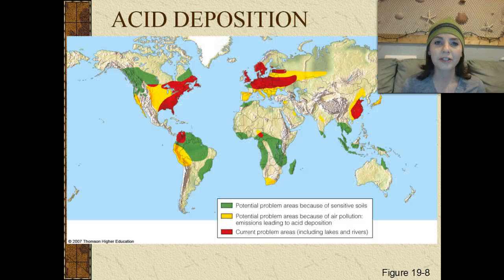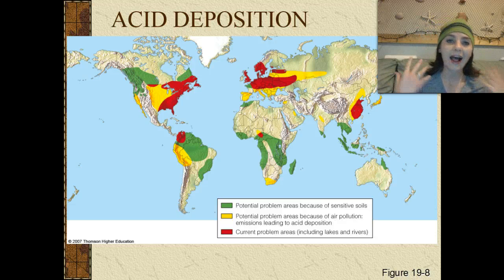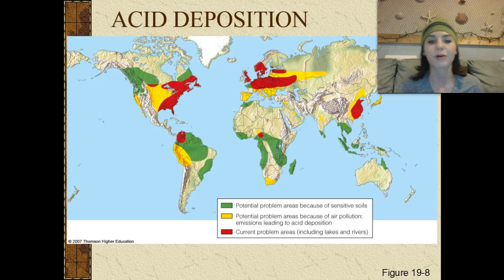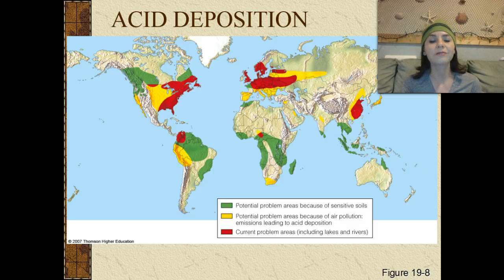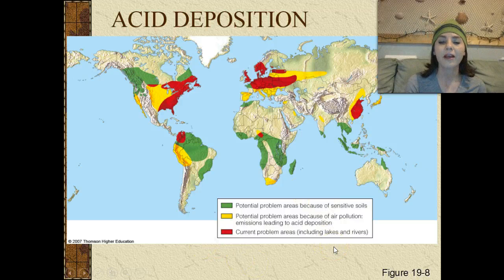So this is a map that's showing some of the areas that are going to have acid deposition problems, that might have problems in the future or that currently have problems. So green areas indicate potential problem areas just because the soil there is very sensitive. Yellow regions, which, looking at the United States, the majority of the United States is either yellow or red, indicate potential problem areas because there's already air pollution and there are emissions that are leading to acid deposition. Now, areas in red already have current problems, in their lakes and their rivers, so they already have problems with their water supplies.